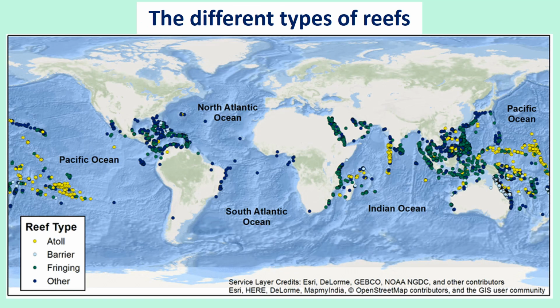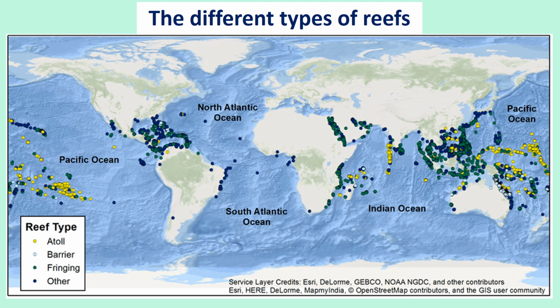So there's three main different types of reefs. So we have something called fringing reefs. The fringing reefs on this map are located with green dots. Fringing reefs form just at the side of land, just in the shallow water just off the coast.